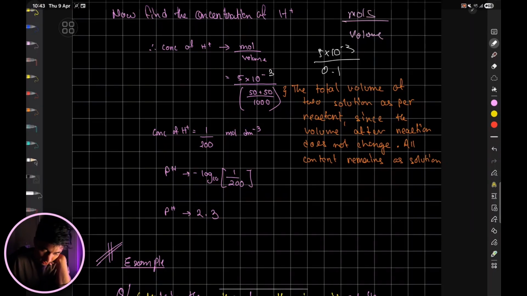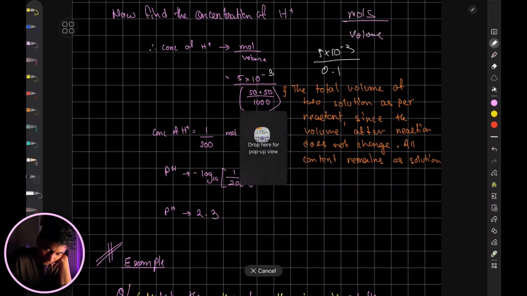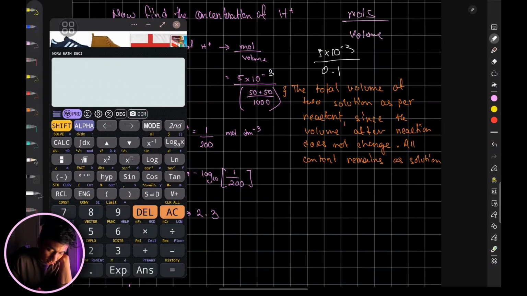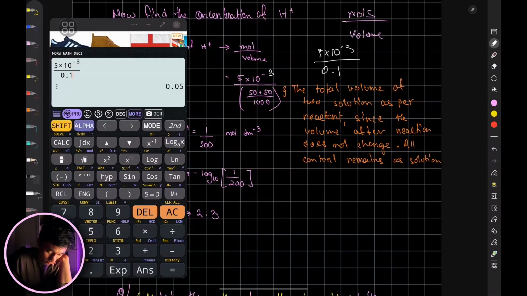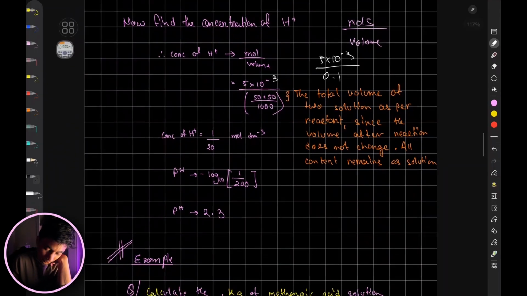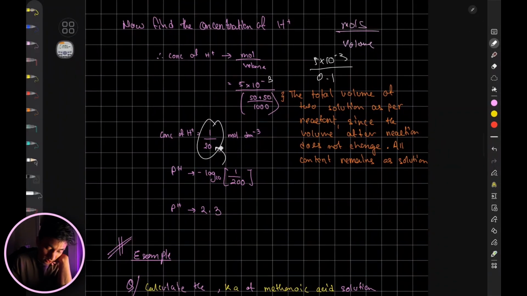Let's check, using a good old calculator. The answer should be wrong, by the way, because we considered 5 into 10 to the power minus 4 in the calculations. 5 into 10 to the power minus 3 divided by 0.1 should be 0.05, 1 by 20. So it's 1 by 200 over here, but it should be 1 by 20. Correct. There was one more 0 because we were considering 10 to the power minus 4. Anyways, now you know the concentration of H plus.